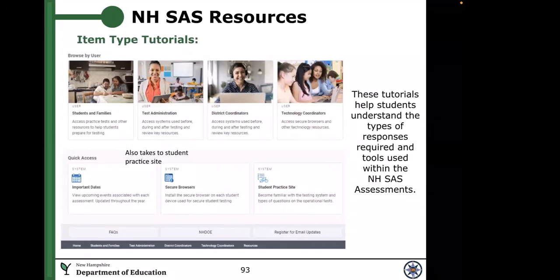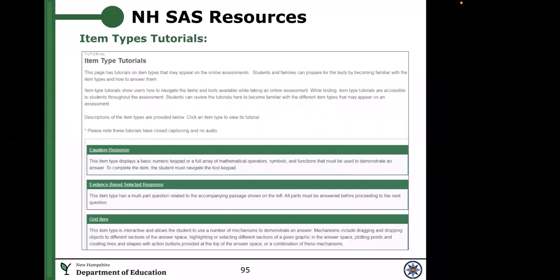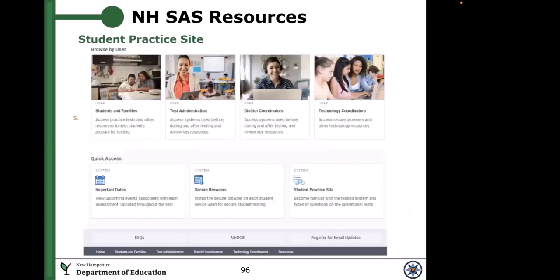The last couple of things are these item type tutorials. So these are tutorials that really help students practice with some of the tools on the portal. So if you look at the students and families, you look at the item type tutorials, there are different tutorials that they can use for how do we look at grid items? How do we look at evidence-based selected response? There's a lot of different materials and helpful things for students to be able to take a peek at and for you to take a peek at to be able to help them.